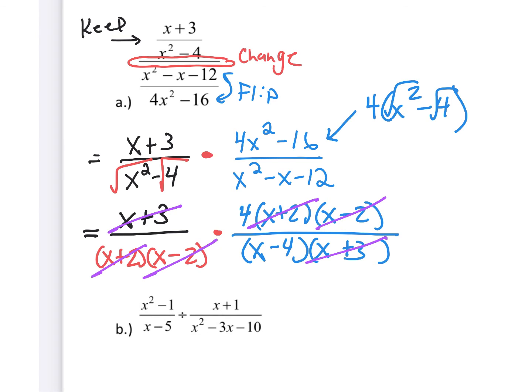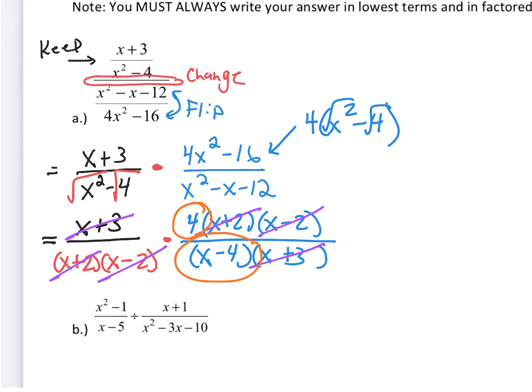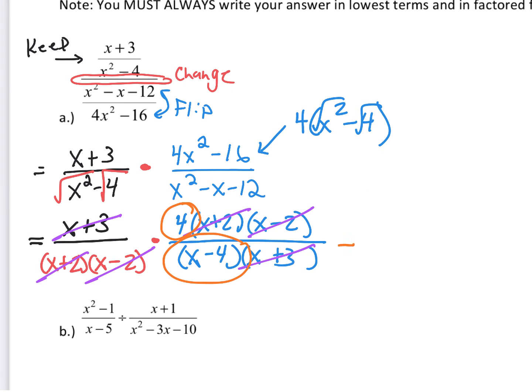And then all I have left over on the top is a 4. All I have left over on the bottom is x minus 4. And that's our answer. So this is us multiplying to finish up the problem. It's 4 over x minus 4.